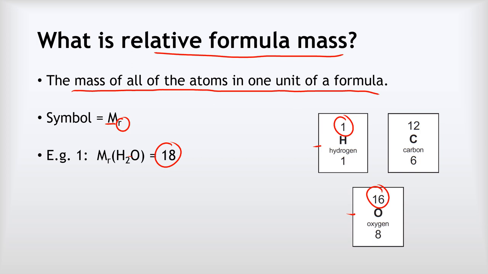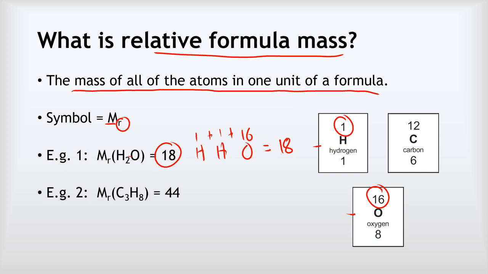And so it shouldn't be a big surprise that if we were to add up two hydrogens, because it's H2O, and one oxygen, hydrogen has each got a mass of 1. Oxygen's got a mass of 16. Add those up, and you'll get a total mass of 18. So all we're saying by this Mr is what is the total mass of all of the atoms present in a formula.